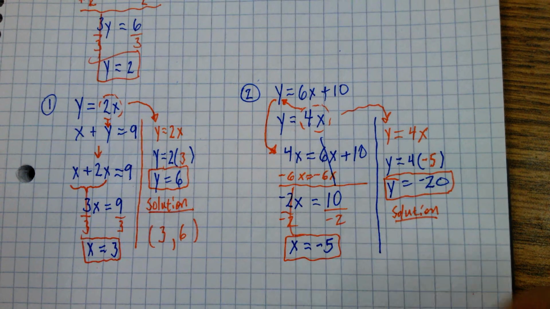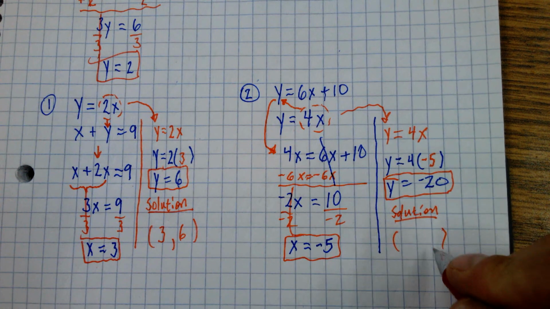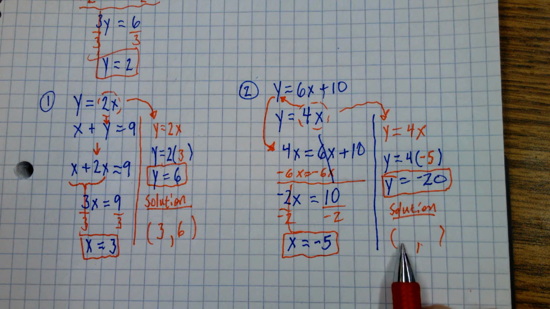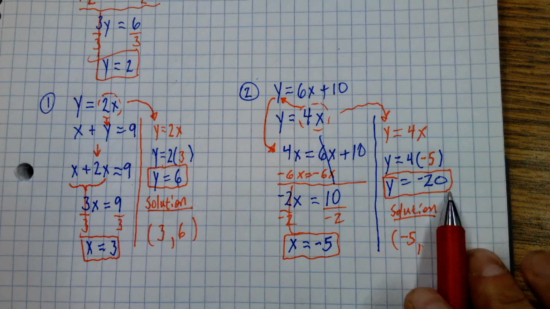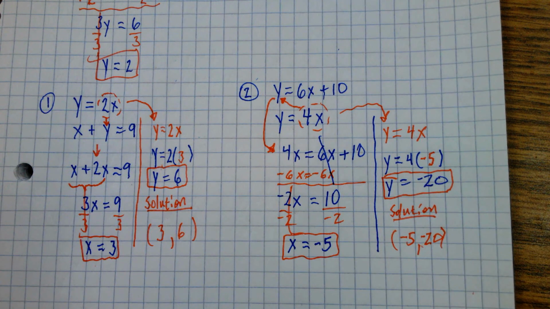Let's write it down. Solution. The solution is, for x, negative 5. That goes first. For y, it's negative 20. There you have it.